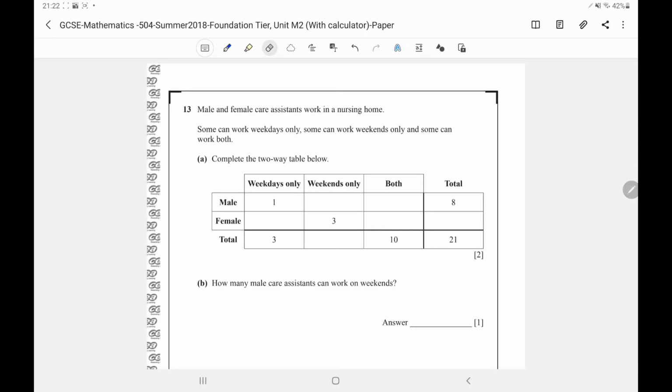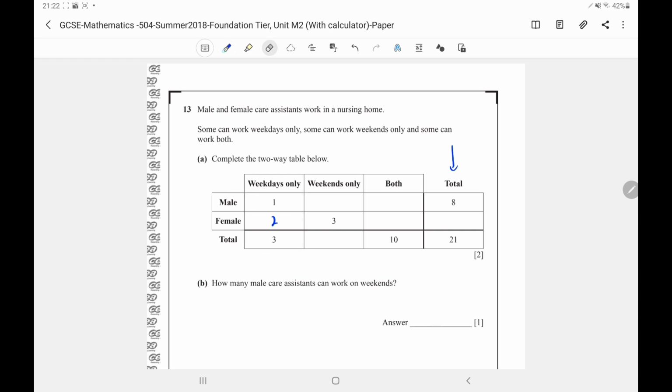Question 13 is a two-way table, so it's about male and female care assistants. So we just really have to fill in the missing numbers. So two-way tables have totals along the bottom, and they also have totals along the right hand side. So what you need to look for is a column or a row that has just one square or one piece of data missing. So 1 plus 2 is 3. So that's our first number we're going to write in.